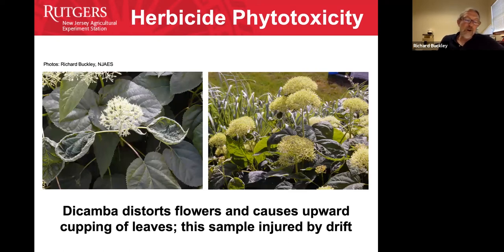An herbicide called dicamba, these were mine, I admit it. I was zapping some plantain with a hose end sprayer, and it drifted onto my hydrangeas and upward cupped the leaves. It's an auxin mimic, so it causes the cells to divide at different rates and you get this abnormal growth. You might look at that and go, well, is that a virus or not? But you check your records and you know you sprayed dicamba, and so you have to admit to yourself that you did it. But again, you see the theme here: growth regulator, uptake, contact.